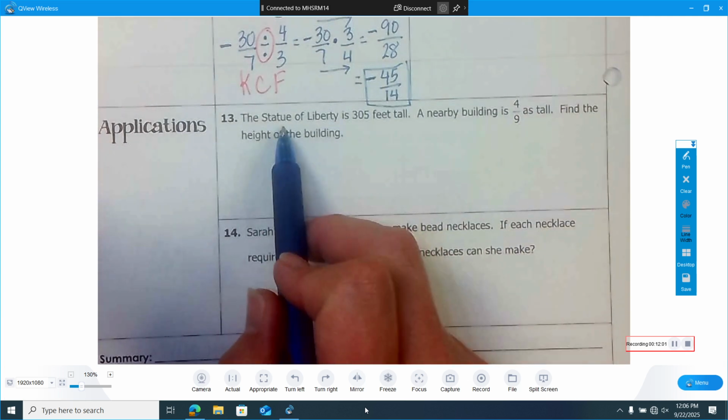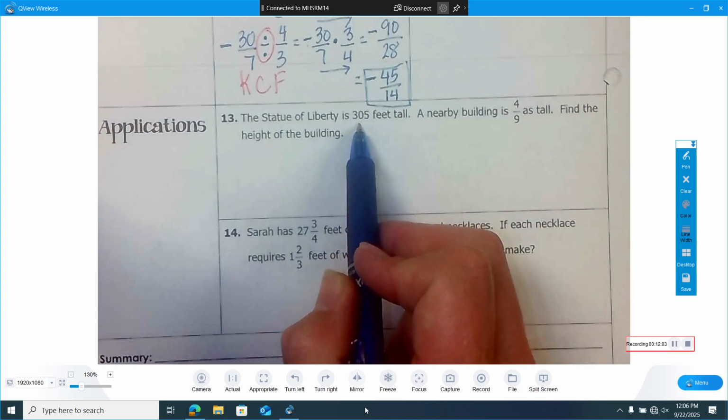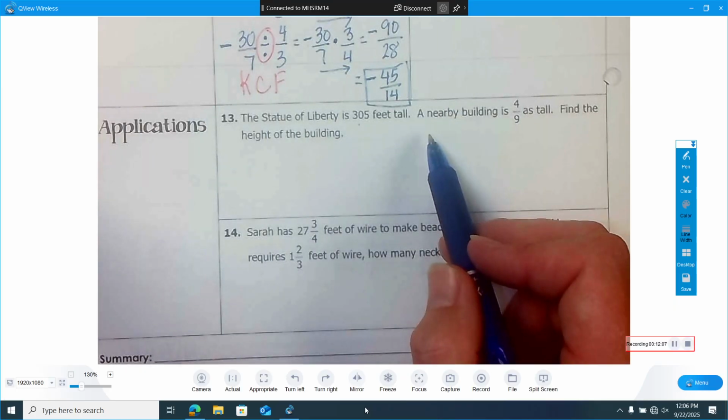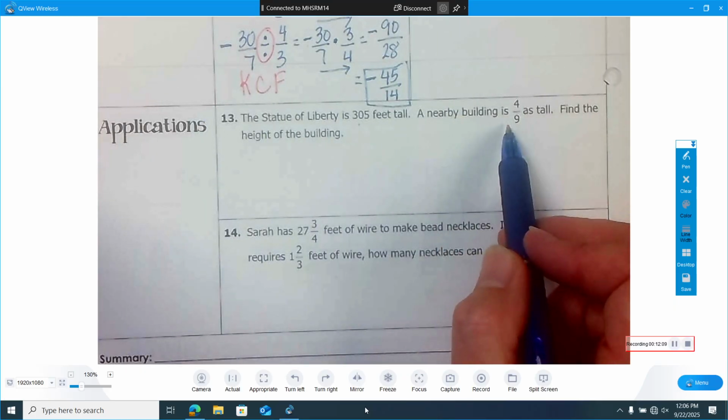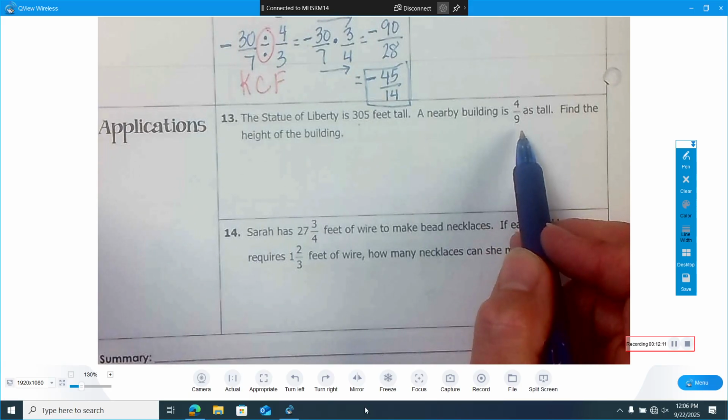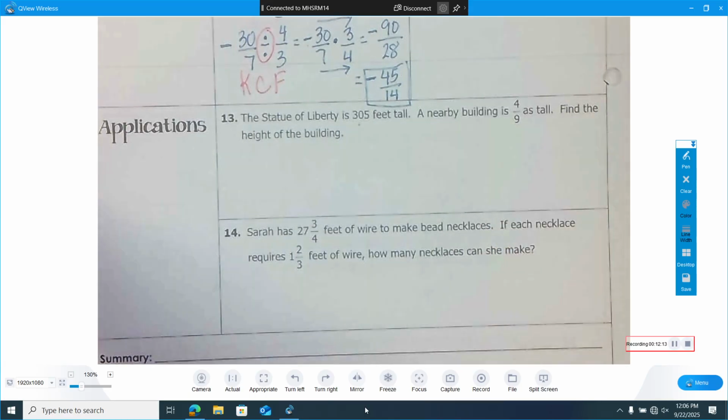Number 13. The Statue of Liberty is 305 feet tall. A nearby building is 4/9 as tall. Find the height of the building. It's always kind of a challenge to know if you have to multiply or divide. So I'm going to simplify.